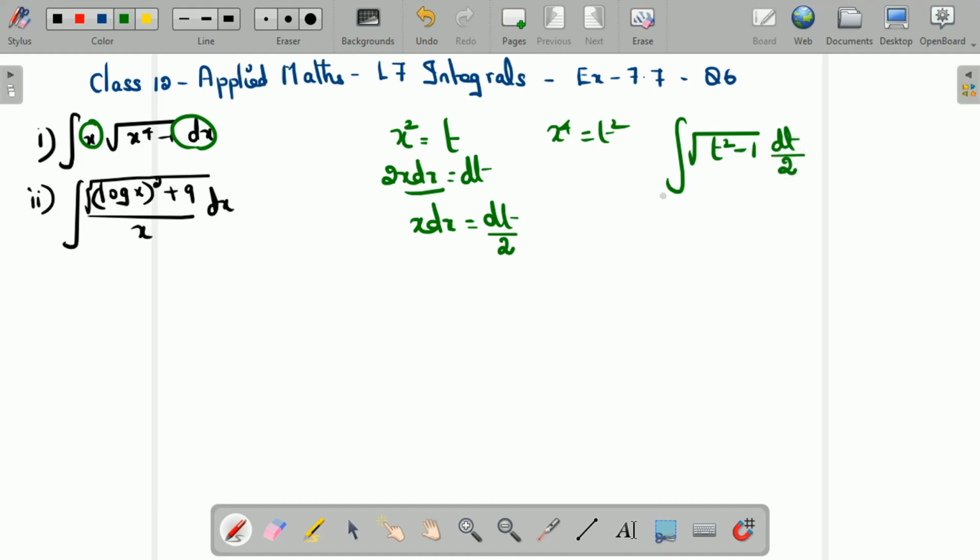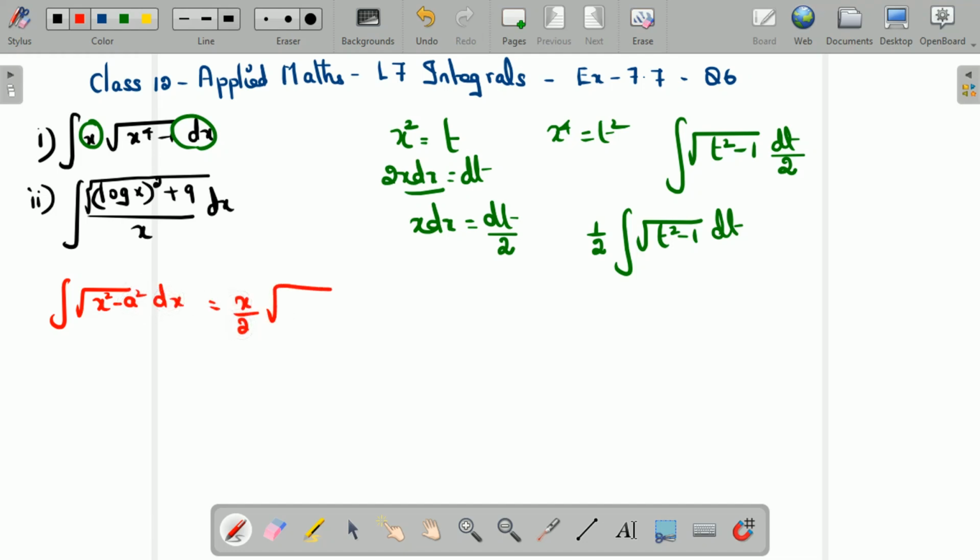So 1 by 2 is a constant, take it out. So 1 by 2 integral of root of t squared minus 1 dt. Now we can directly apply the formula. Let's write out the general formula. Integral of root of x squared minus a squared dx is equal to x by 2 root of x squared minus a squared minus a squared by 2 log of x plus root of x squared minus a squared plus c.